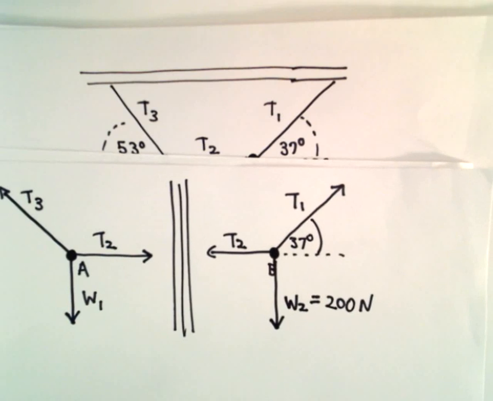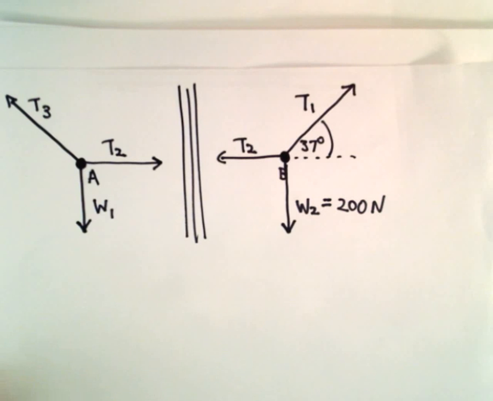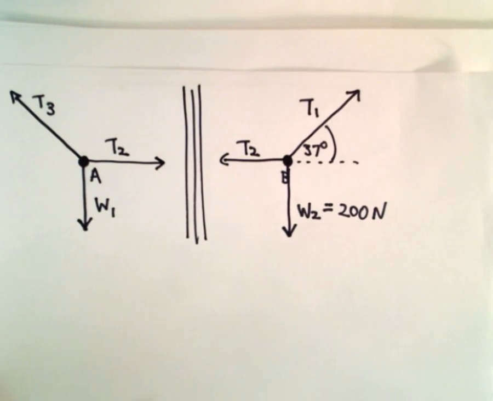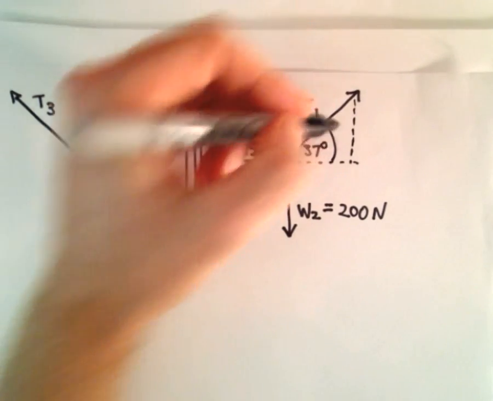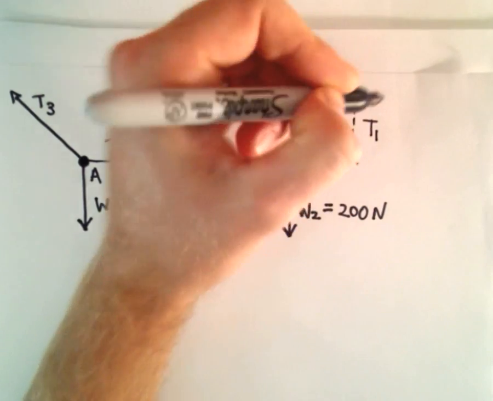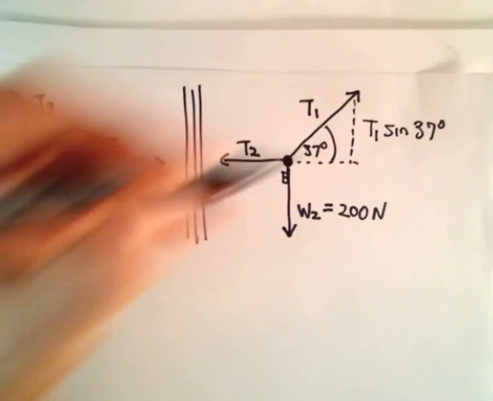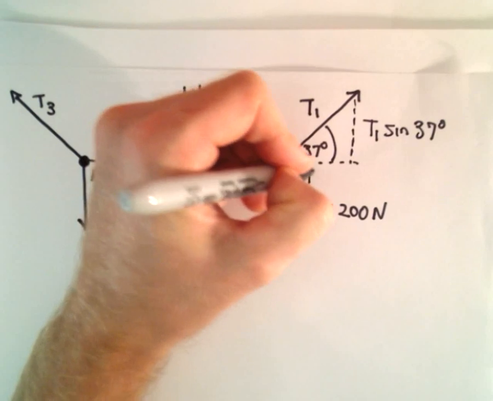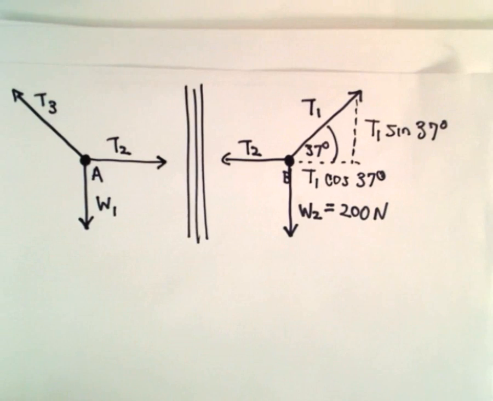Okay, so we're also given this angle, that is 37 degrees. And now what we're going to do, just like in the other examples, is break things down into horizontal and vertical components, and use the fact that the net force will be 0 to create some equations. To get the vertical component, we could simply use sine of theta. The vertical component is T1 times sine of 37 degrees. Our horizontal component will be T1 times cosine of 37 degrees.